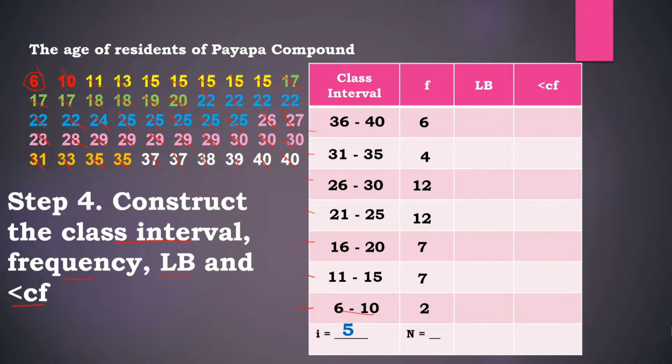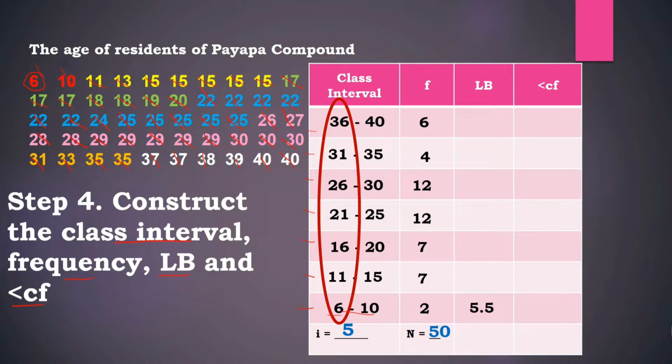And we will get the total. We will sum up the total frequency. That's 50. Next is for the lower boundary. We will look at the lower limit. So we will subtract 0.5 each of the lower limit. So the lower limit is 6. 6 minus 0.5, that's 5.5.